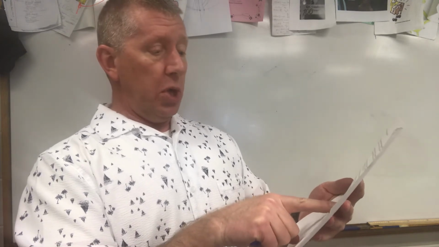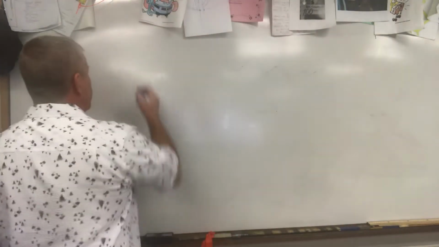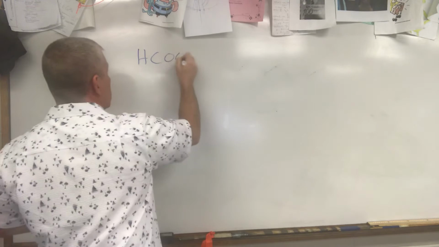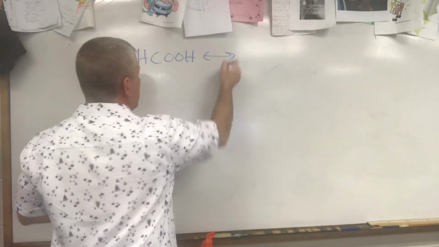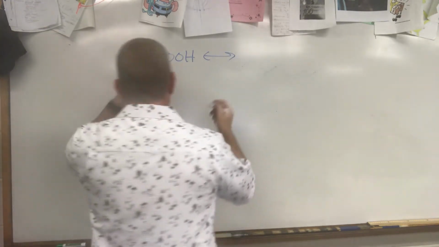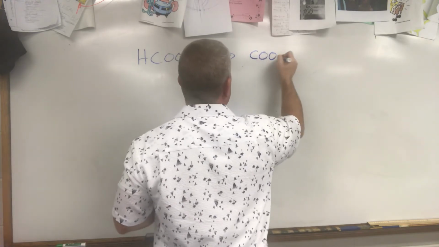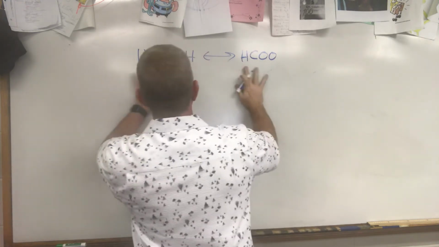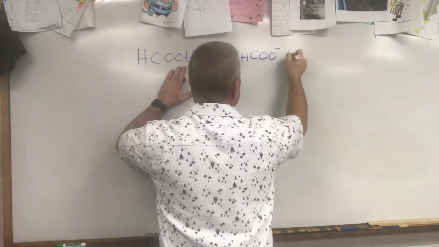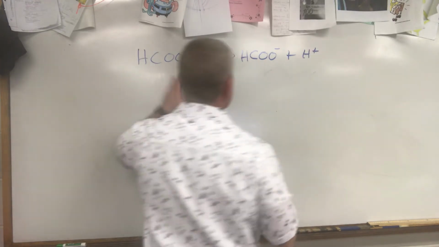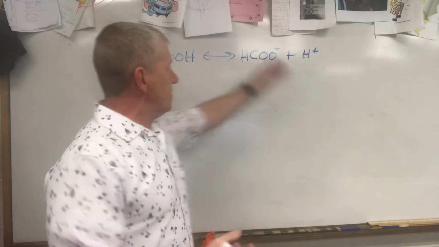All right, I'm looking at C. Sodium formate to formic acid. All right, so formic acid. Well, that's going to form some COO. I'll put the H here. That H will stay, and this one will pop that one off. Positive. Okay, so we have an equilibrium established.